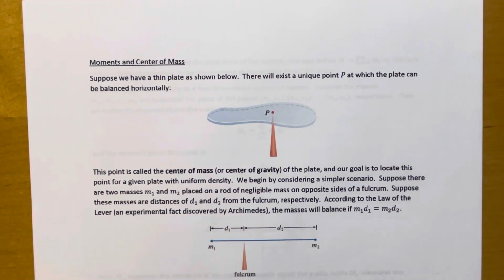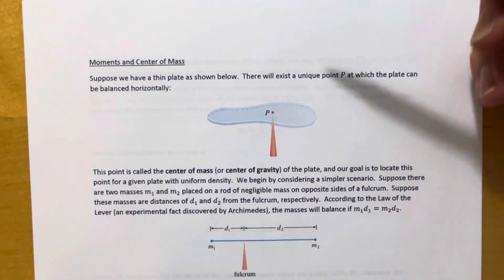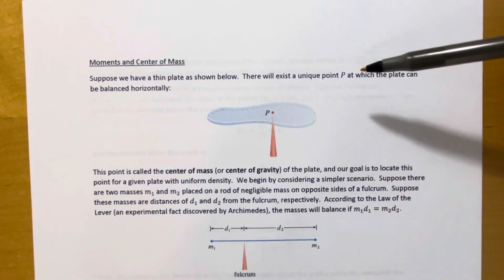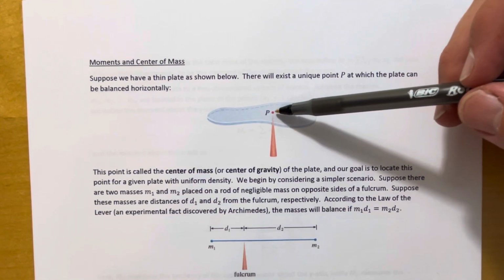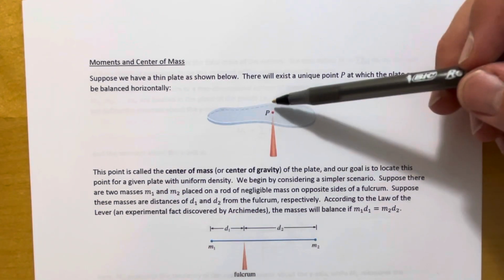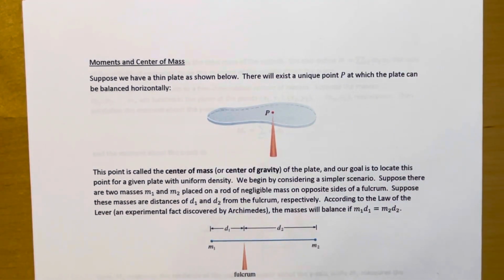We were imagining a thin plate submerged in water. This time we're not dunking this in water, we're just looking at the plate itself, and we're specifically trying to find a point that we can balance that plate at if we've placed it on a fulcrum. So this is something that you've probably seen, just in other contexts before.